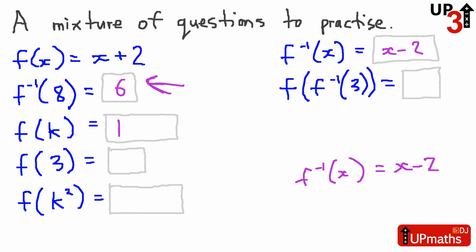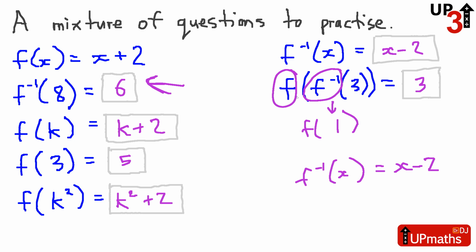What's f of k? Well, that's just an algebra answer. F of 3, that'd just be 5. Again, that's an algebra answer, so I take the thing that's inside the brackets and I add 2. Oh, I like this one. What's f to the minus 1 of 3? That would be 1. And then what's f of 1? That's 3. Because I just did the inverse and then the function, so they should cancel out and you should get back to where you started.